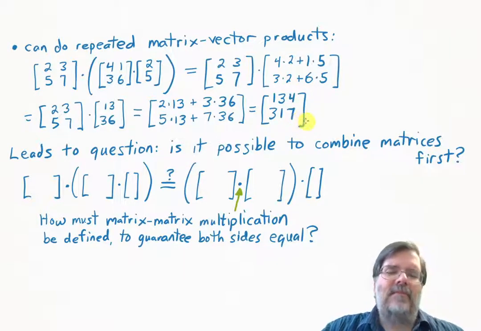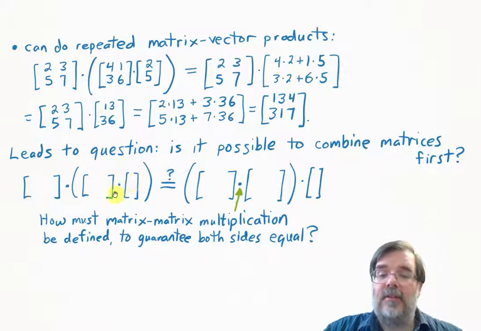Now, mathematically, this leads us to an interesting question. We're very used to the associative property, shifting around parentheses. Is it possible to combine the matrices first instead of doing the matrix vector product? In other words, is this possible? Could we shift the parentheses and make sense out of this? What would it mean to multiply a matrix times a matrix? If we want these two things to be equal, that will actually tell us how matrix multiplication must be defined.